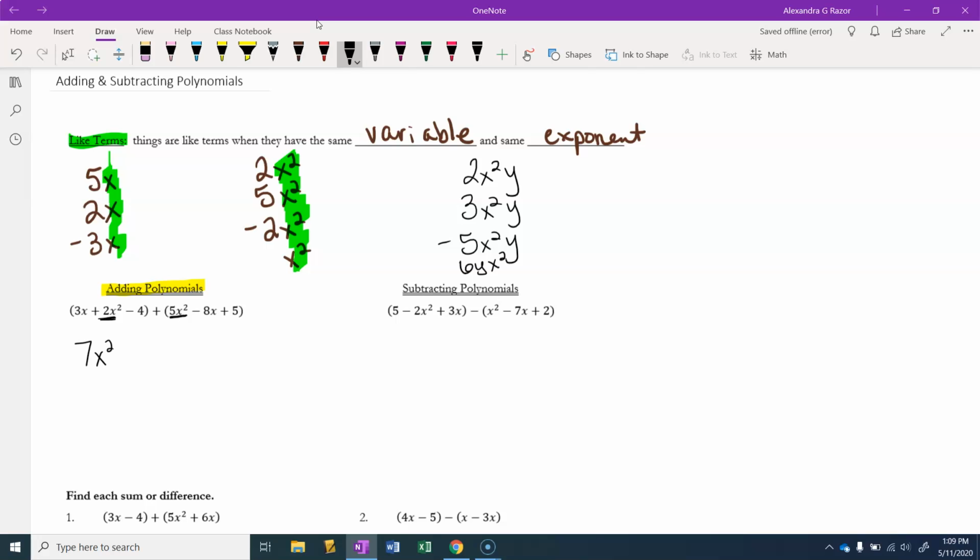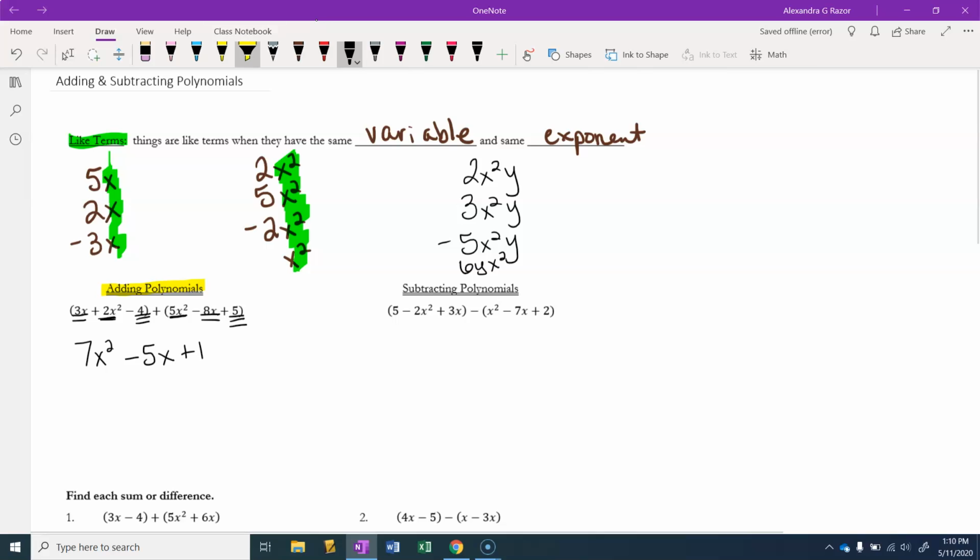My next biggest one is just a regular x. A positive 3 and a negative 8 is a negative 5. And then lastly, a negative 4 and a positive 5, that's a positive 1.